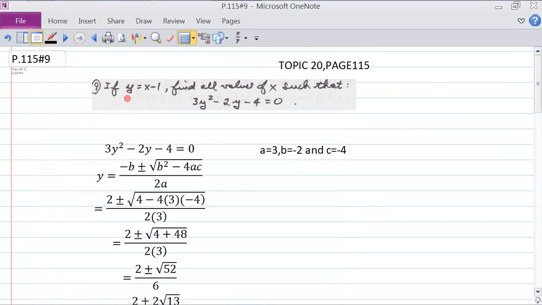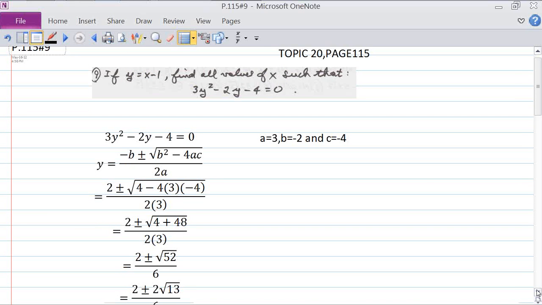So here we have: if y equals x minus 1, find all the values of x such that 3y squared minus 2y minus 4 equals 0. So what we really have to do here is find the values of y that make this equation true, and then substitute, or we make that value of y equal to x minus 1 and solve for x. So it's just one additional step over previous ones that we've done like this.